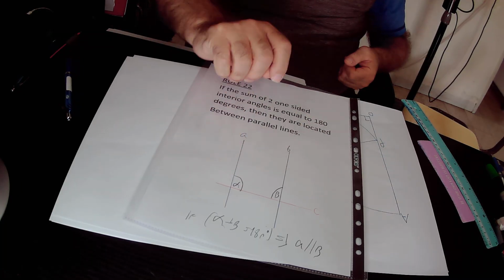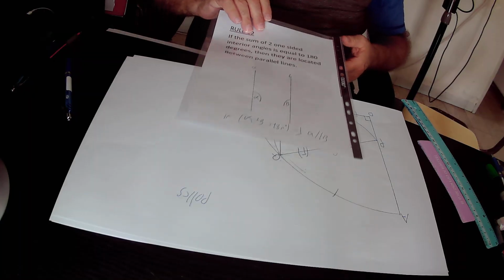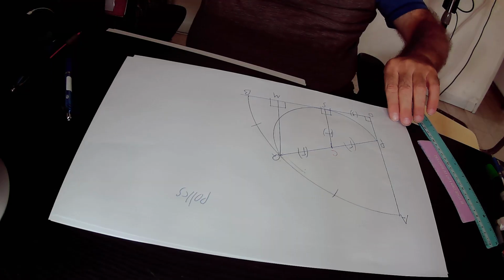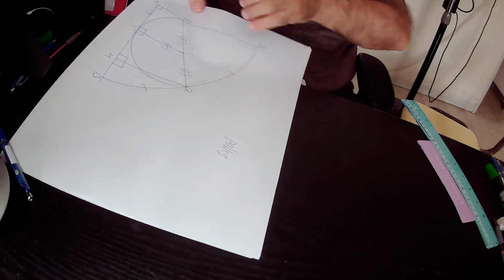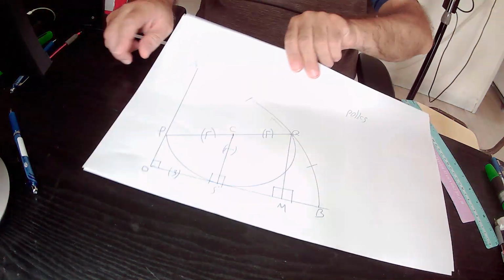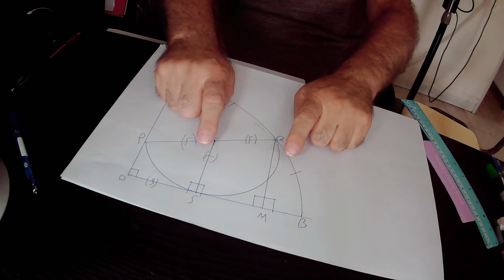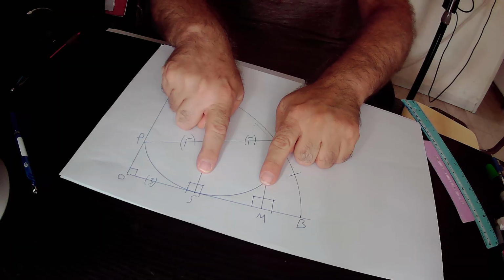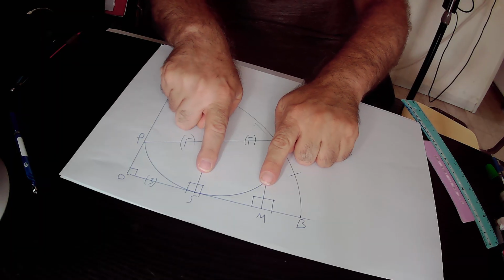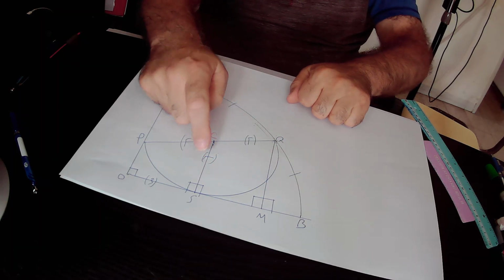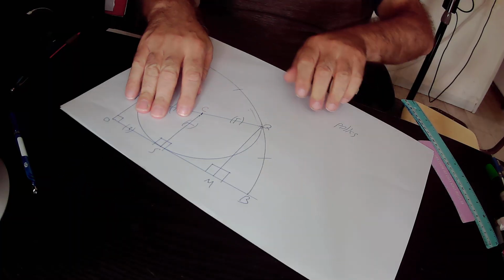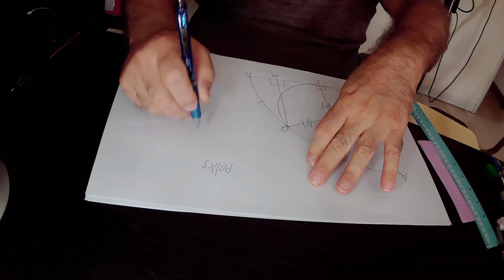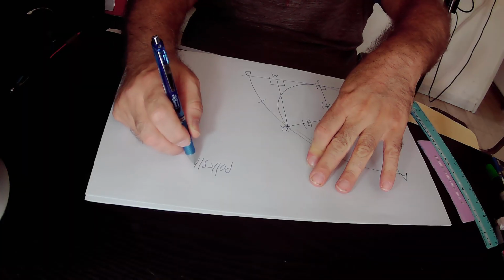So we implemented rule 22 in our drawing. We implemented rule 22 on those two one-sided angles. The sum of those two one-sided angles is equal to 180 degrees, and therefore they must be located between parallel lines. That is to say, CS is parallel to QM.